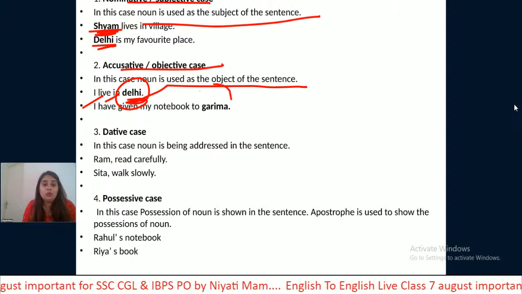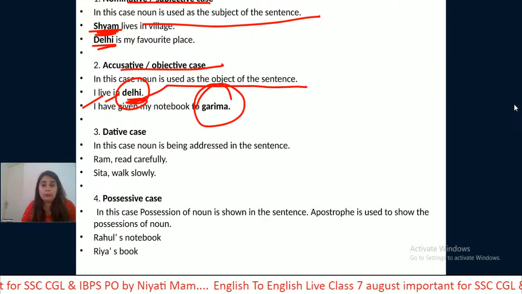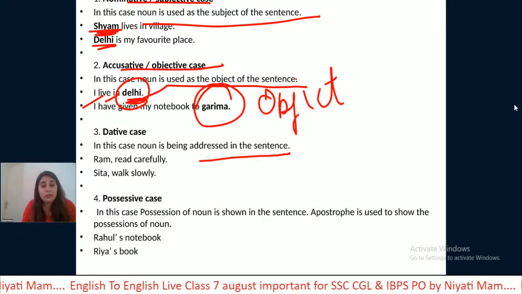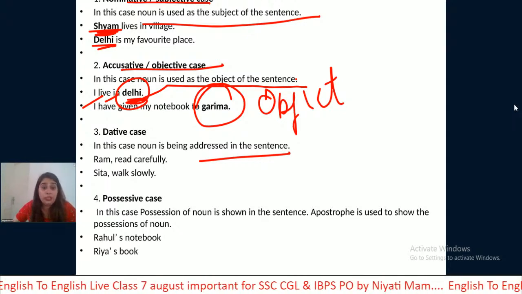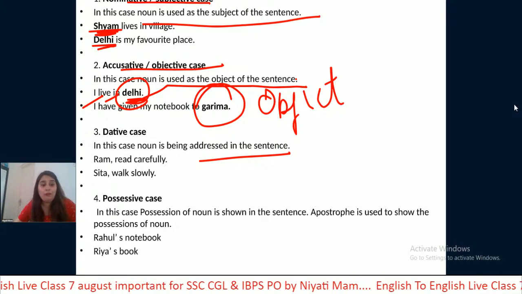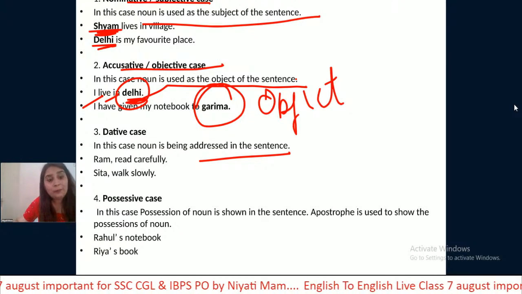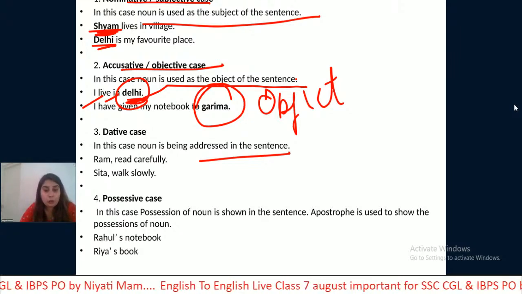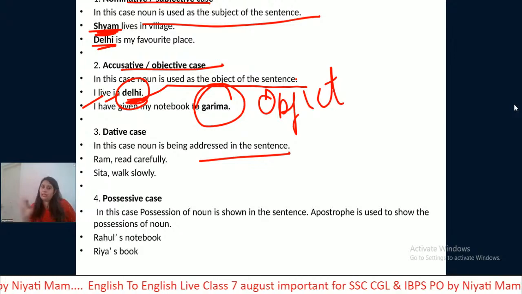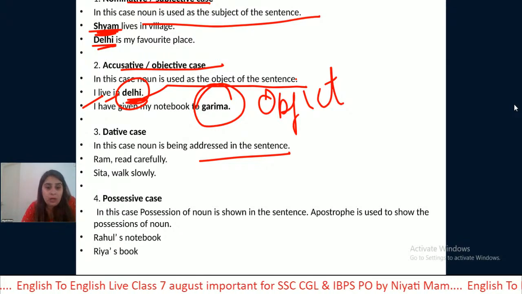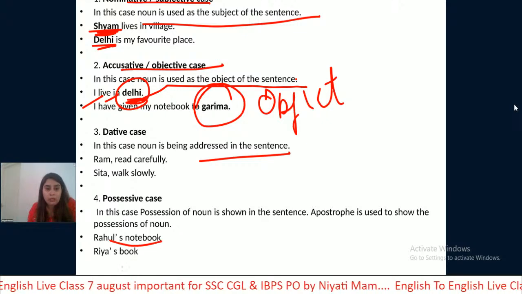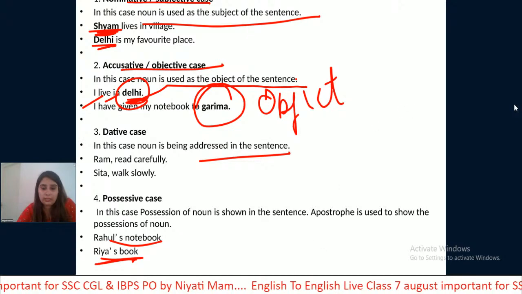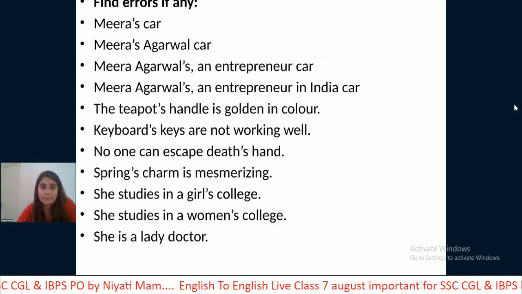I have given my notebook to Garima. To whom? To Garima. Object, dative case. In this case, noun is being addressed in the sentence. Ram read carefully. Sita walks slowly. Ram and Sita are being addressed in this sentence. Possessive case. In this case, possession of noun is shown in the sentence. And of course, apostrophe is used to show the possession. Rahul's notebook. Riya's book. Is that clear? Okay, moving on to the next slide.